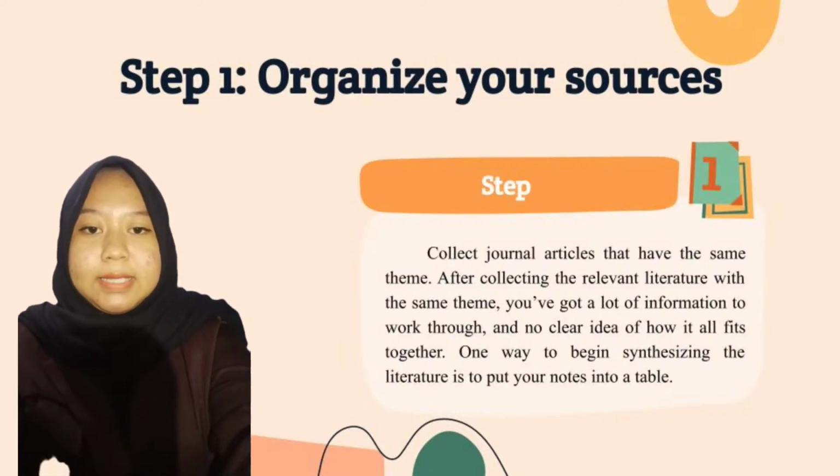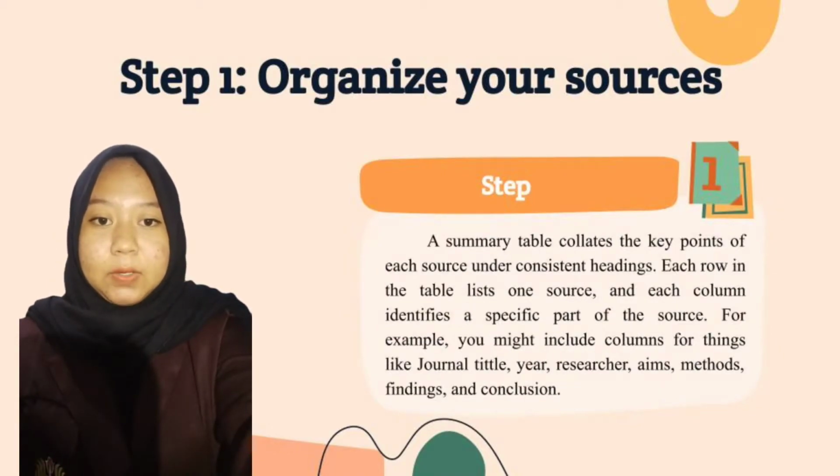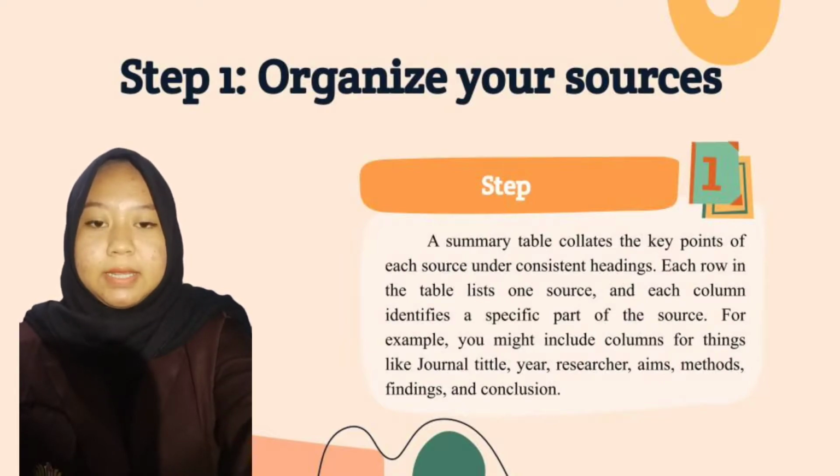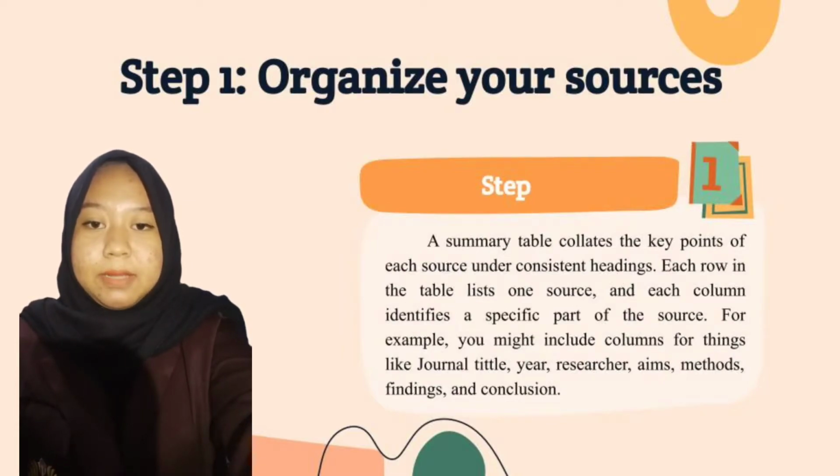One way to begin synthesizing the literature is to put your notes into a table. A summary table collects the key points of each source under consistent headings. Each row in the table lists one source, and each column identifies a specific part of the source. For example, you might include columns for things like journal title, year, researcher, aims, methods, finding, and conclusion.